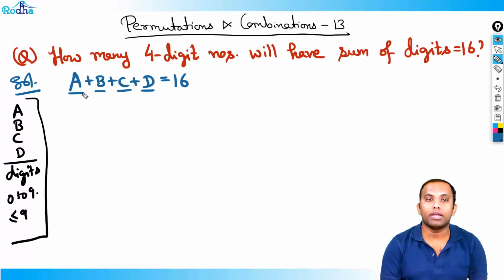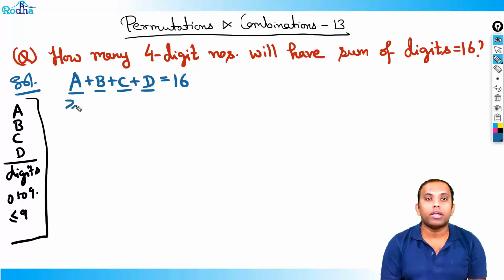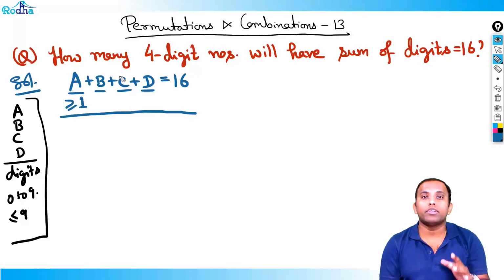Now, A plus B plus C plus D equal to 16, and it's a 4-digit number. So how to make it a 4-digit number? If I write the total number of solutions, A can be 0 also. But I don't want A to be 0 because it's a 4-digit number. So the first condition I should put is that A should be greater than or equal to 1. So if A is greater than or equal to 1, that means the first digit of the number is at least 1 and 3 digits follow.